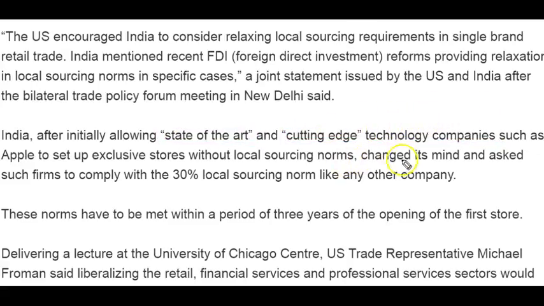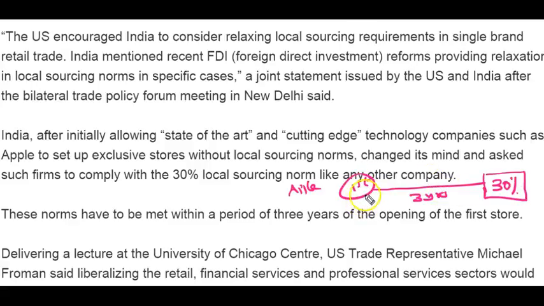Later, India changed its stand and asked all companies to comply with the 30% local sourcing norm like any other company. If Apple opens its first store, within 3 years it has to comply with the 30% local sourcing norm. Not only for Apple, for any company, whenever the company sets up its first store, a 3 years time period is there. So within 3 years it has to comply with the 30% local sourcing norm.